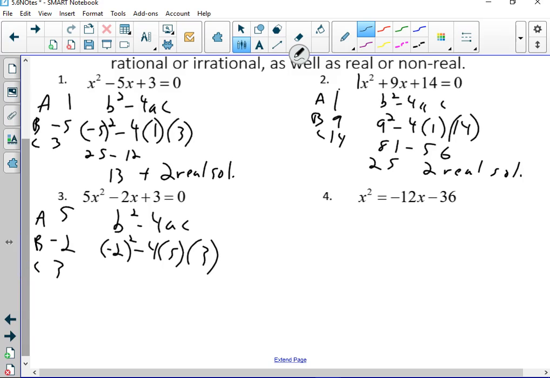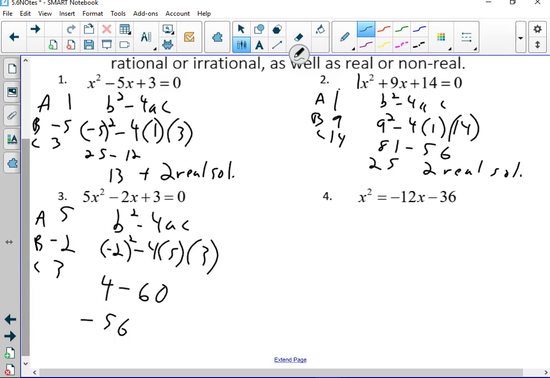-2 squared is what? -2 times -2. 4. Minus 5 times 4 is 20, times 3 is 60. That means we got -56.